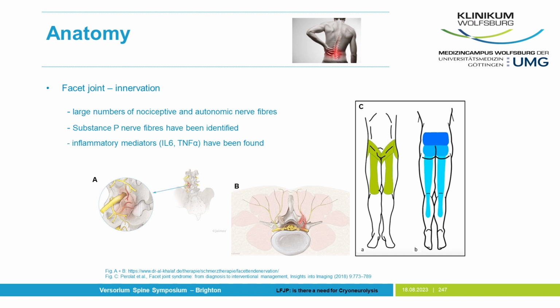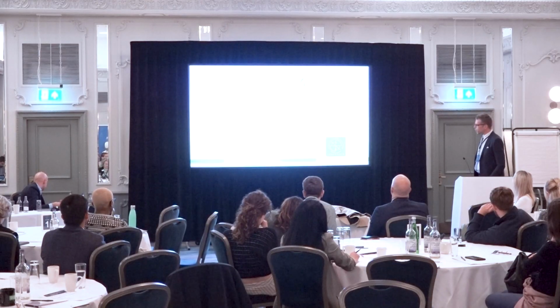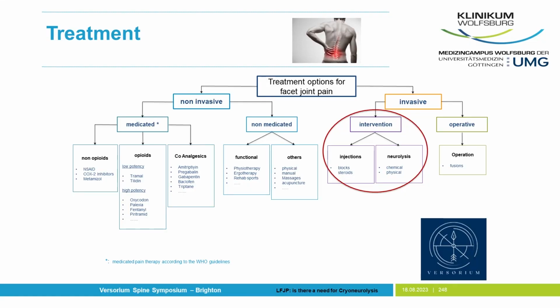That may come because of large numbers of nociceptive and autonomic nerve fibers, substance P, or also inflammatory mediators, which have been found in active joints. So this is the same idea as you have shown. Now we want to have a look at the intervention.